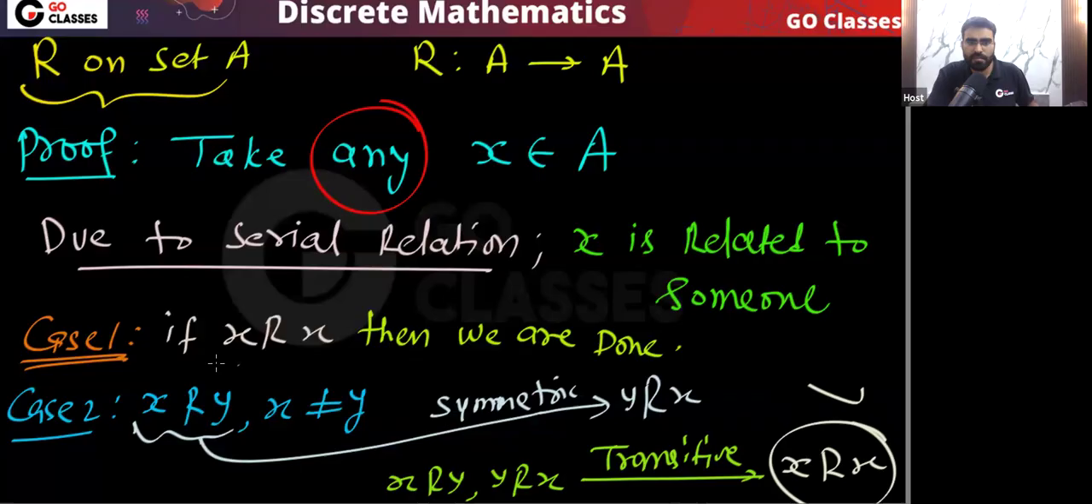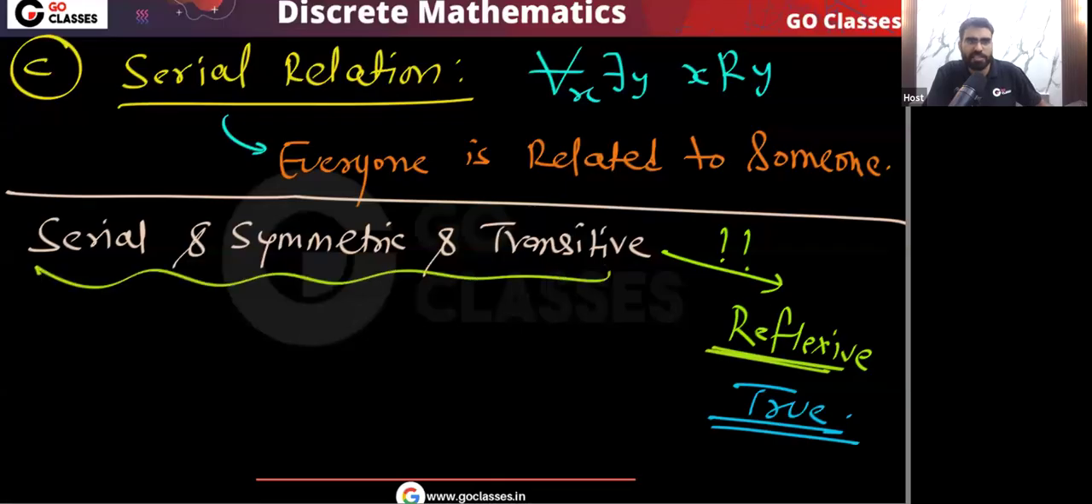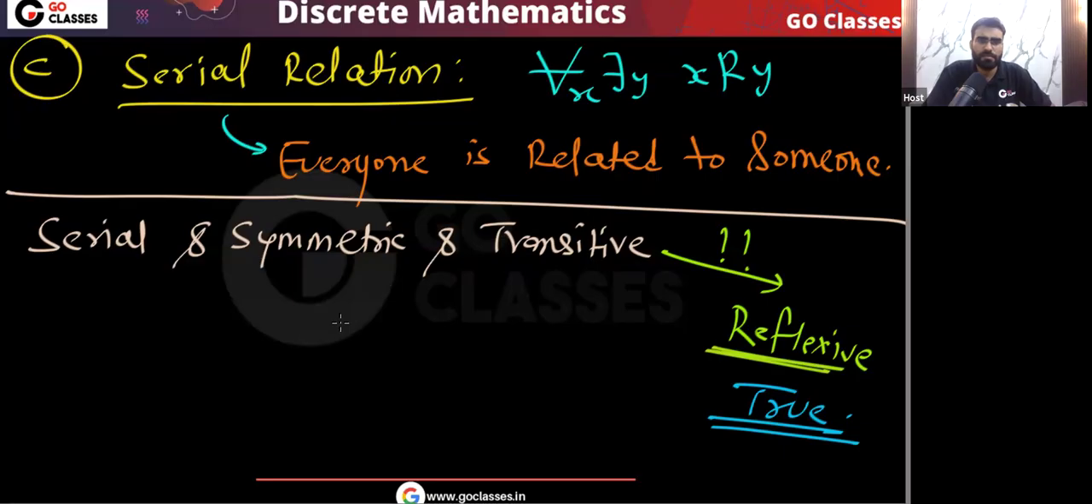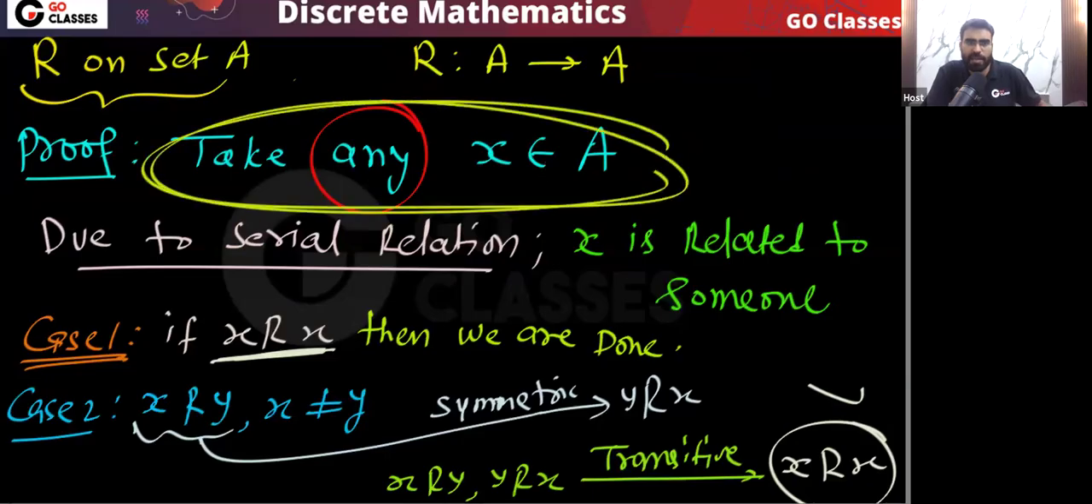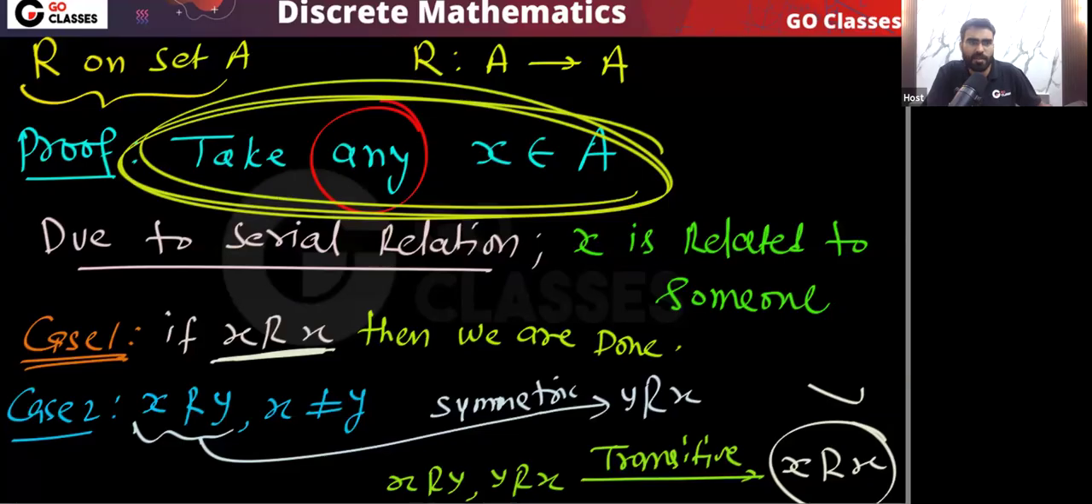We are done. Okay. So very simple point, that this is how you can prove that if you have serial, symmetric, transitive, then it will be reflexive. Is this understood? Is this proof clear to everyone? If you have serial symmetric transitive, then that will definitely imply reflexive, because what you can do, you can take any x in the base set, any element in the base set, your choice.